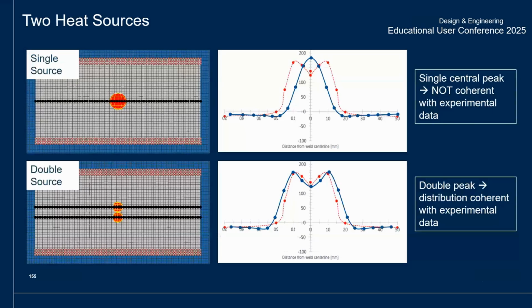In order to understand better what I'm saying, in this slide I show you a comparison between a first simulation done with the single heat source and a second simulation with the double heat source. In the first case, the longitudinal residual stresses of the simulation, represented by the blue curves in both diagrams, have a single central peak which is not coherent with the experimental data, represented by the red curves in the same diagrams. On the other hand, the second simulation presents a result coherent with the experimental data.